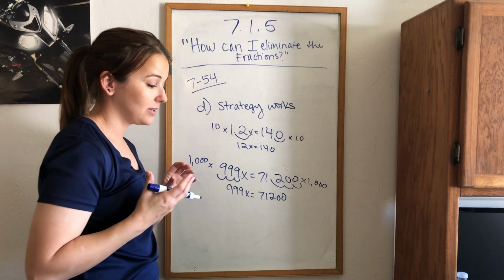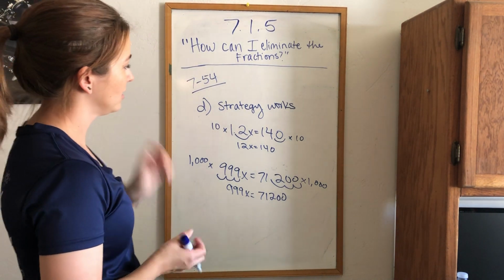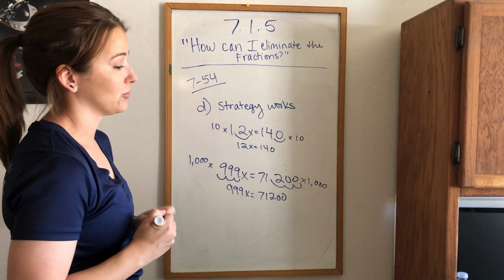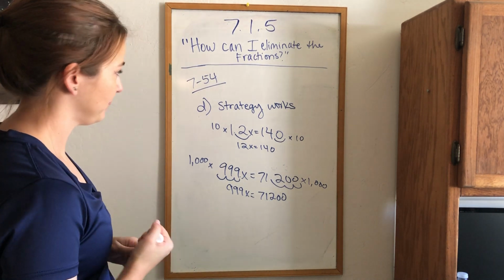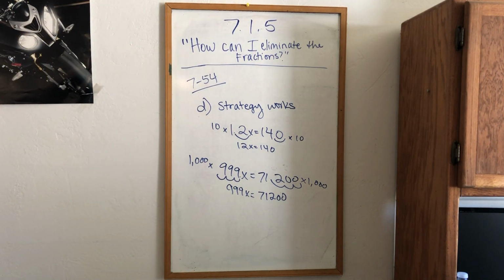Okay, so you have to keep in mind how many tens you're using to multiply the decimal in order to make it a whole number. And that is the end of this lesson, and it's very hot in here.